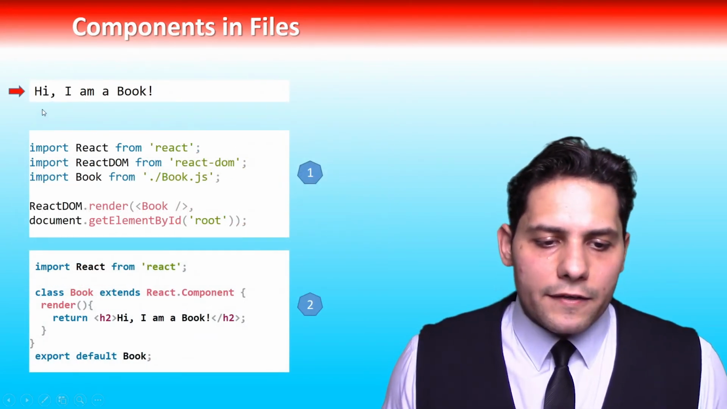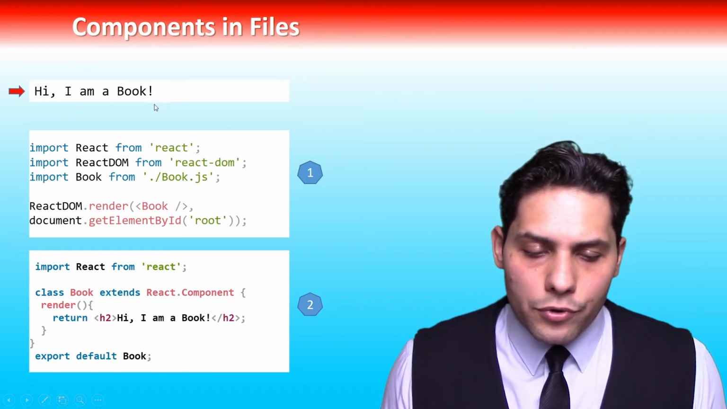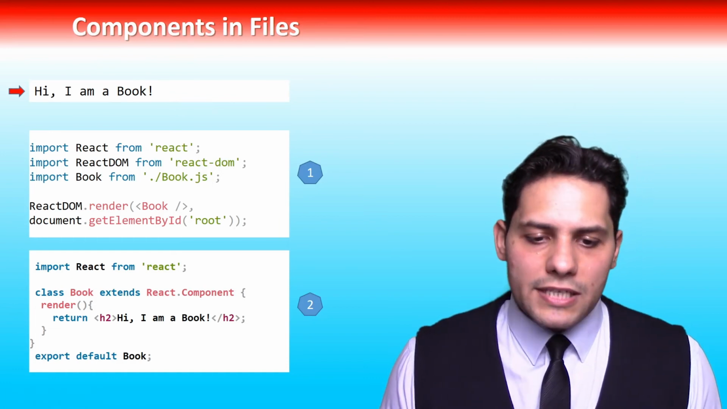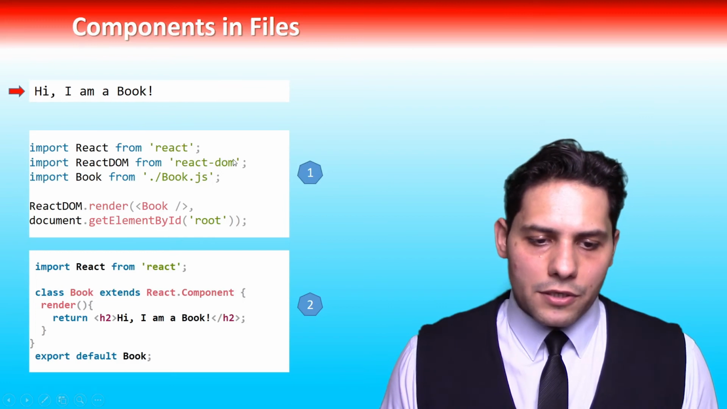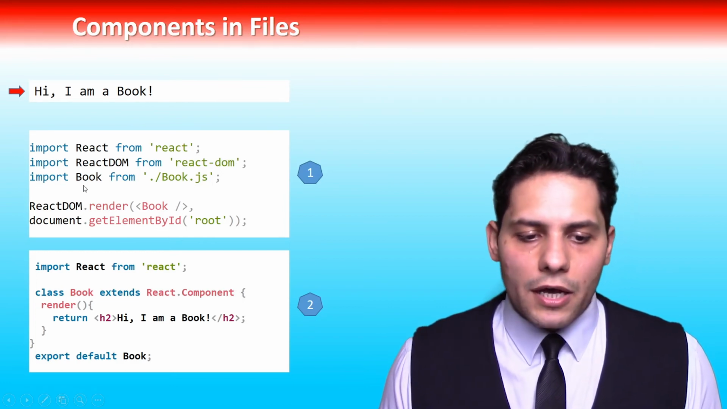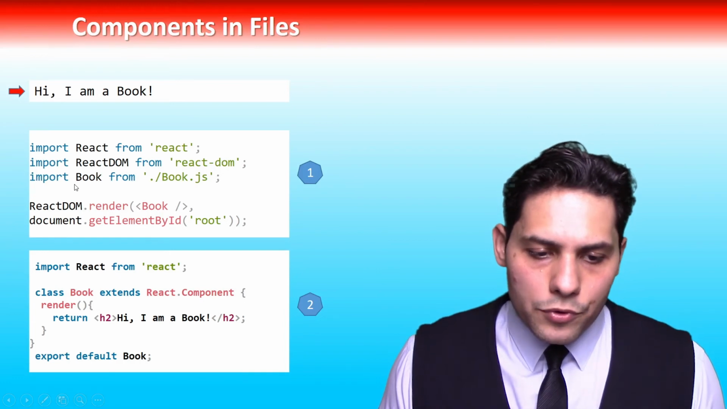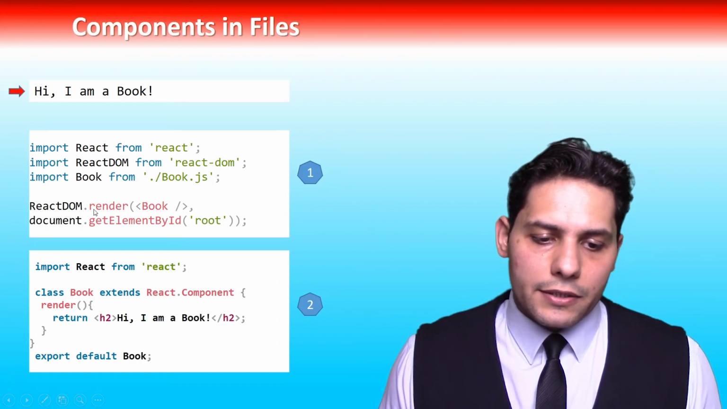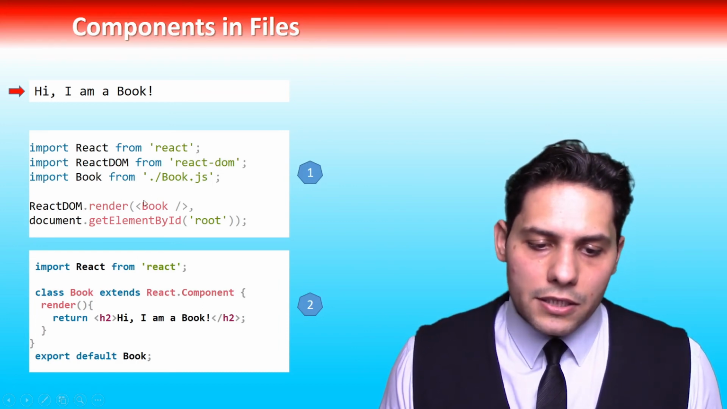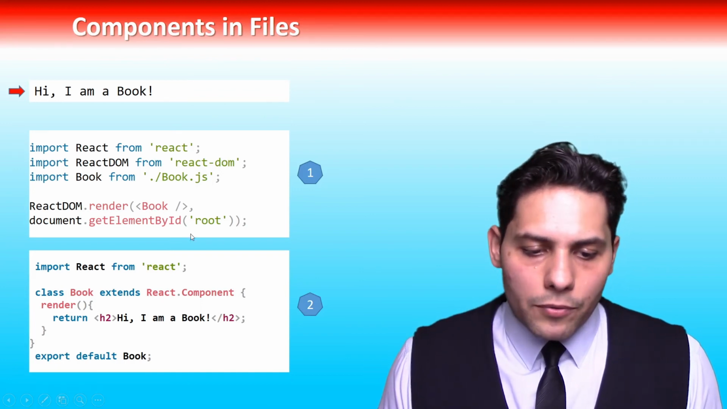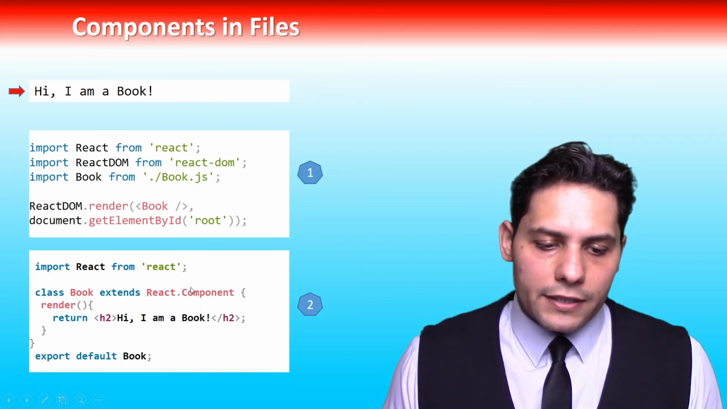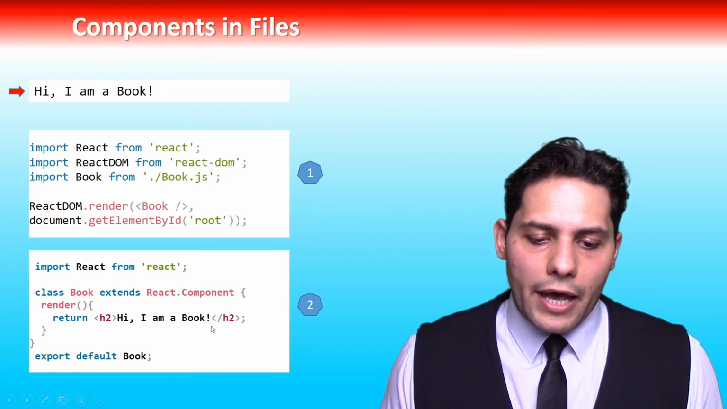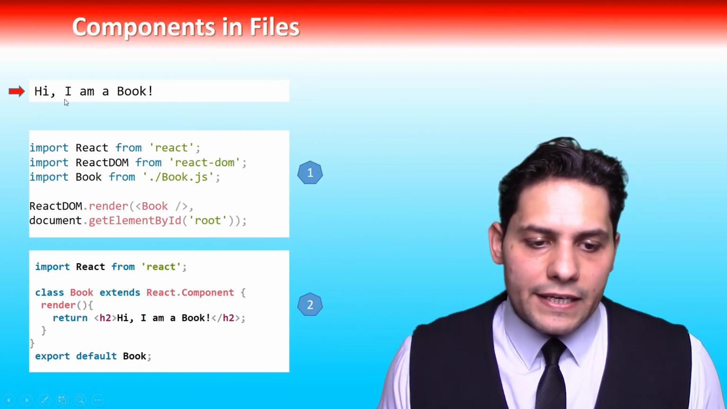Here, yes, we have this result, hi, I am a book. If we consider the process, we can say that first of all the first section will be executed, and here in the third line we call the component book from the file book.js, and in the render function we called this component book again. But this book component here is defined very well, it's a very simple component and will return hi, I am a book, what we have seen in the result.